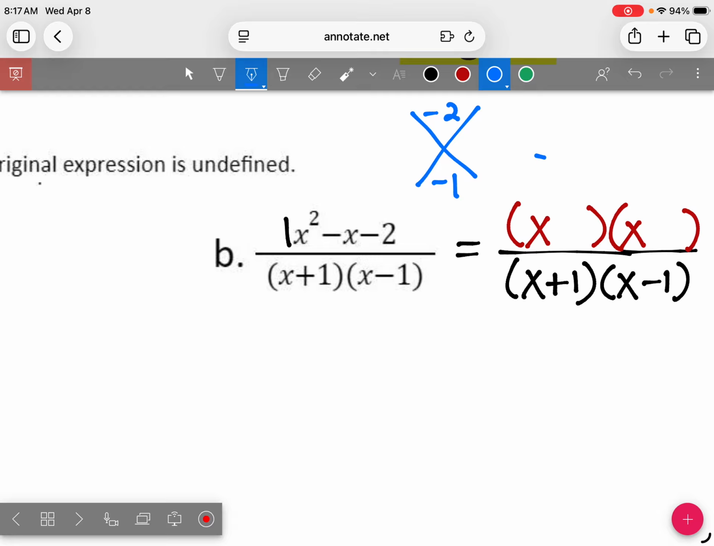So there's only one place where you can find a 2, and that's in the ones. Well, you can find it in the 1s and the 2. But the only option we have for numbers that multiply to 2 is 1 and 2. That's literally it. 1 and 2.